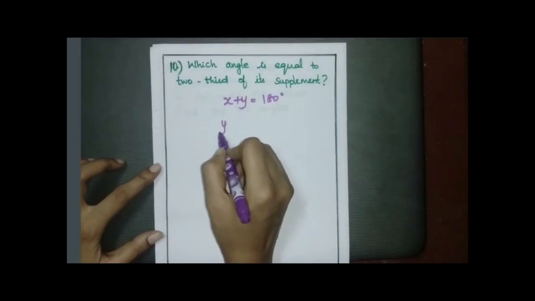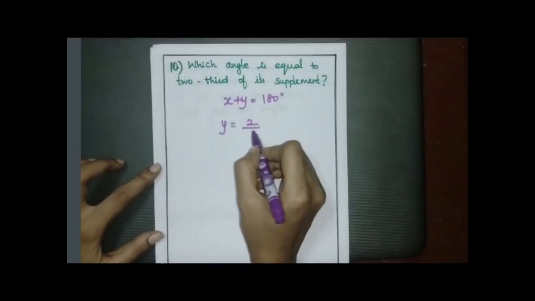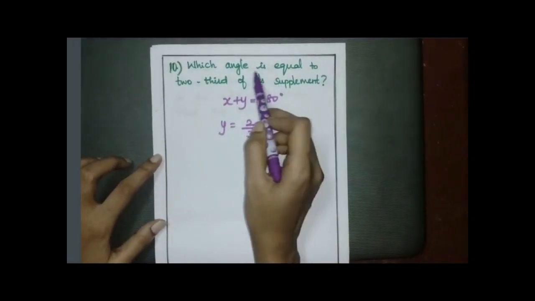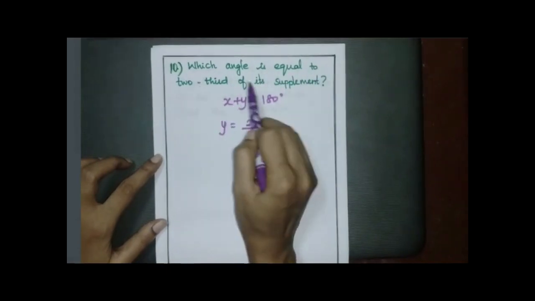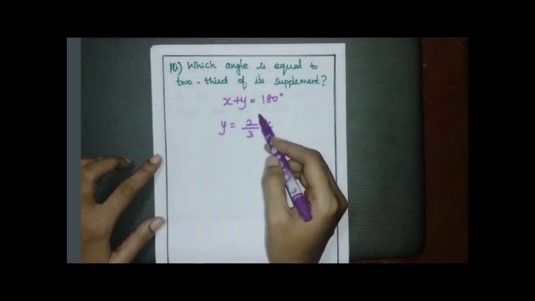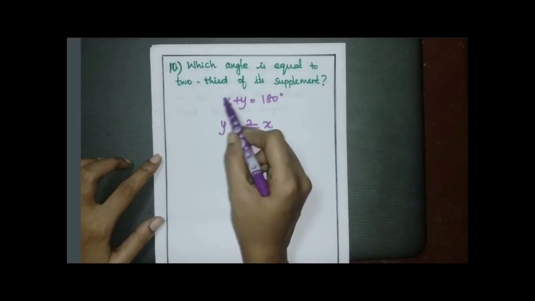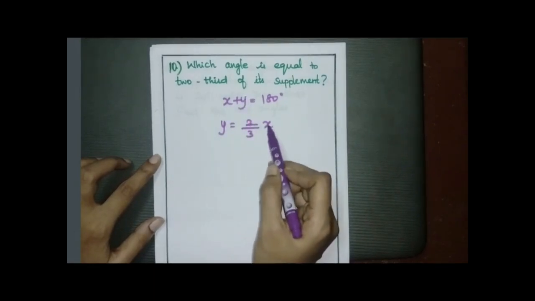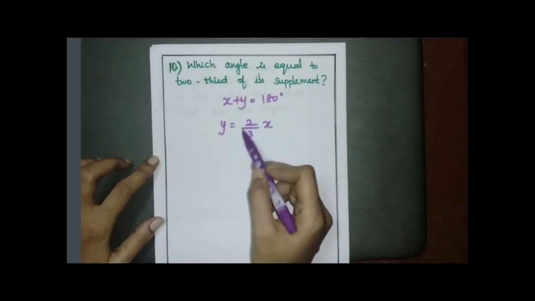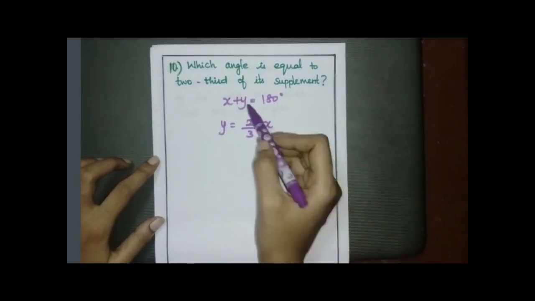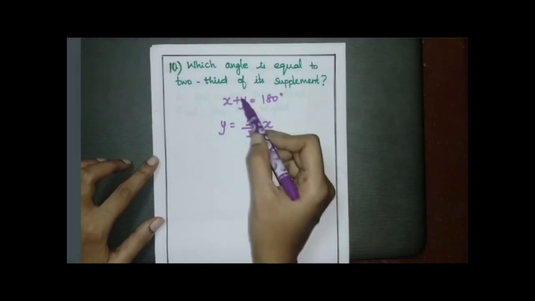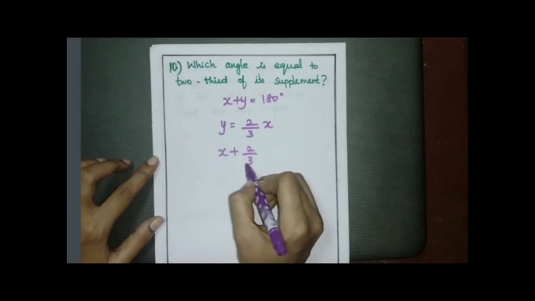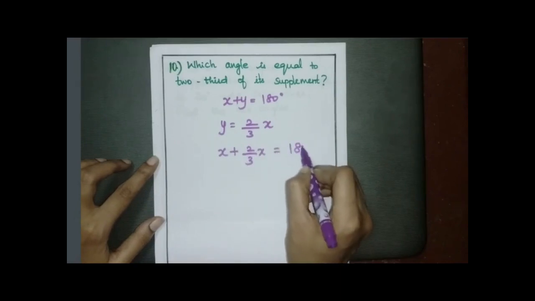So I am writing y as 2/3 of x, because in the question, which angle is equal to 2/3 of its supplement. X is the supplement angle of y, so I am writing y as 2/3 times x. Instead of y, I am going to write this 2/3x. So x plus 2/3x is equal to 180 degree.